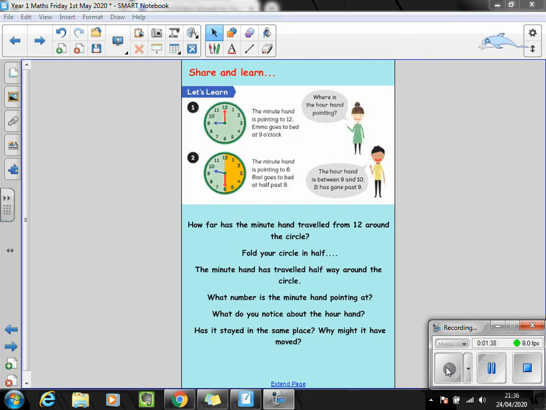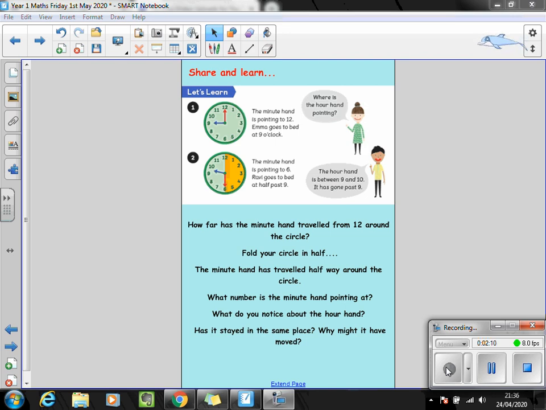Now let's learn how we tell the time to half past. Looking at the clock at number 1, we can see that the minute hand is pointing to the 12. This is the red hand. Because it's pointing to the 12 and the hour hand is pointing to the 9, we can clearly see that Emma goes to bed at 9 o'clock. Remember, when the red minute hand is pointing to 12, it's always an o'clock time.